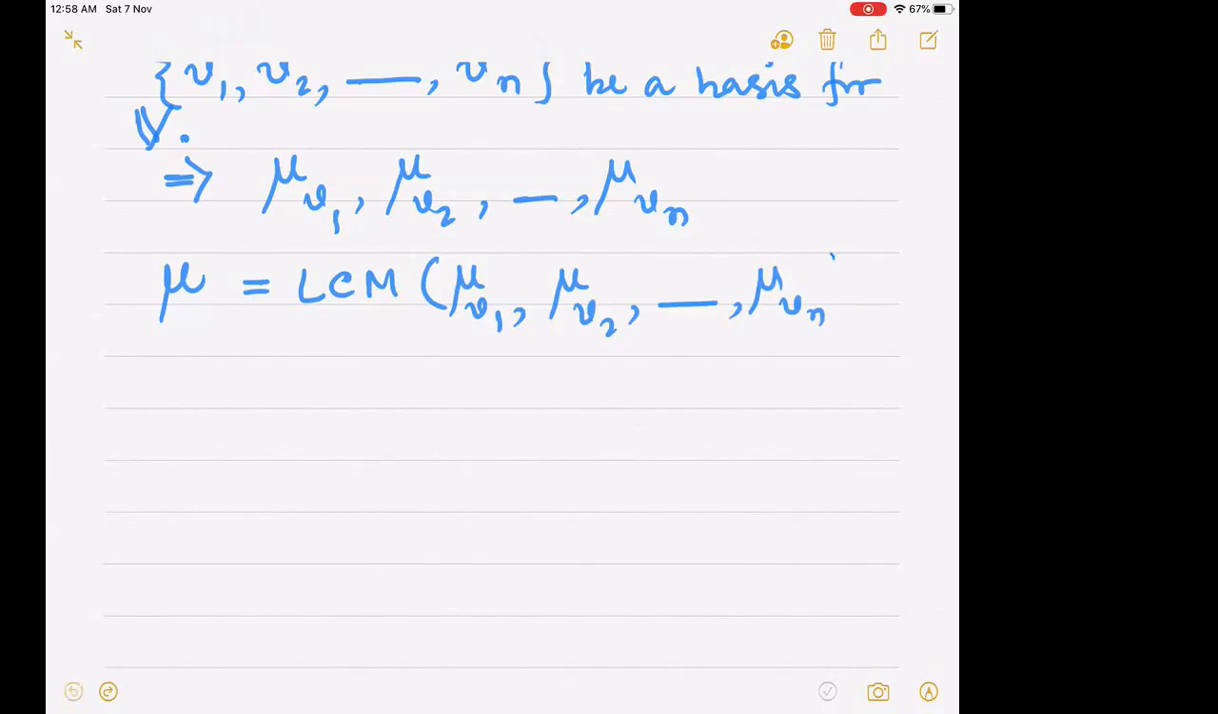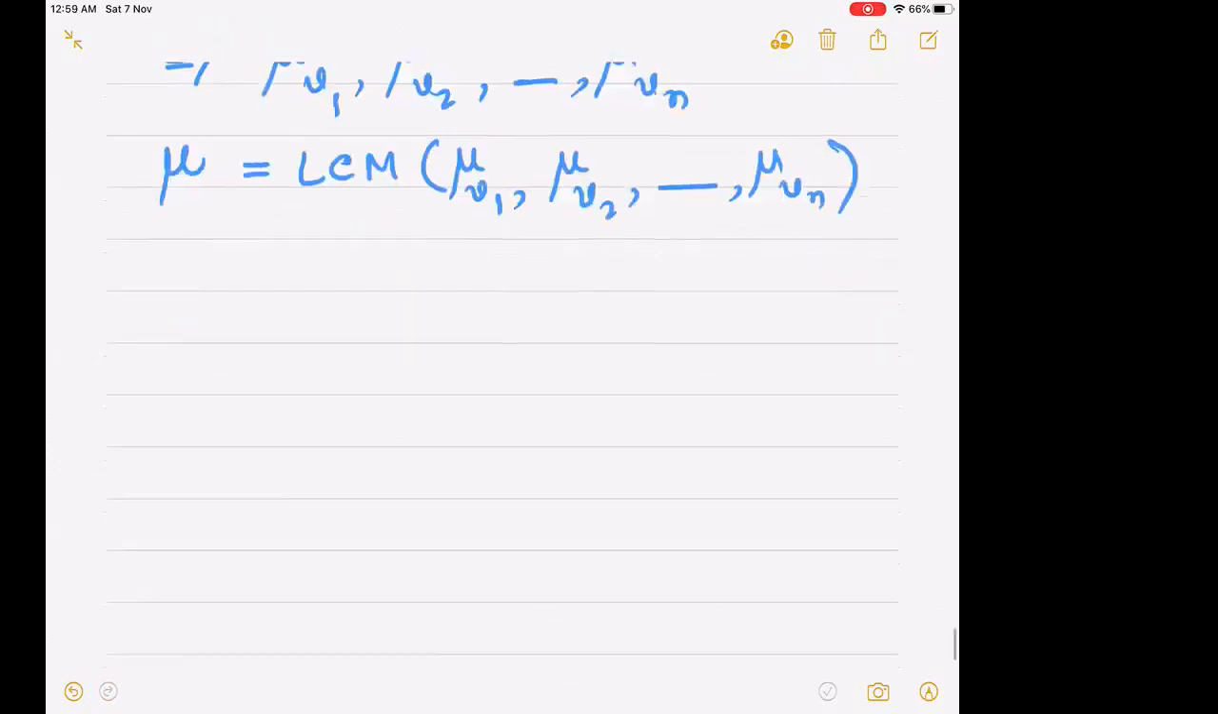Yeah, and then look at these basis vectors and their corresponding minimal polynomials. Look at the least common multiple, you'll get the minimal polynomial of the whole operator. Now, why is that so? Okay. So let us recall the definition of LCM.